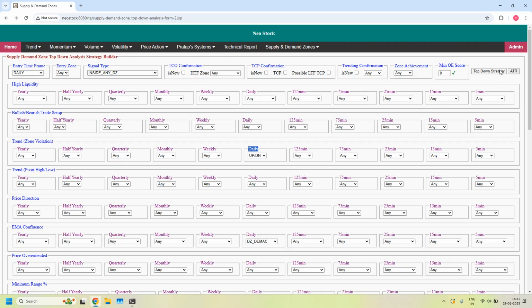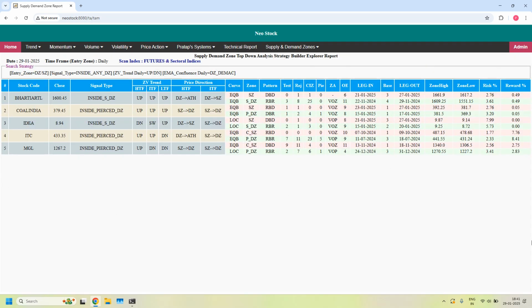With these filters, we got 5 stocks from 34. The list has come down to 5. And these 5 daily demand zones are having a daily EMA Confluence. A couple of these daily zones are pierced zones. I think 3 stocks are pierced zones out of 5. Those 3 zones you can use for the pierced zone strategy learned in lesson 28.